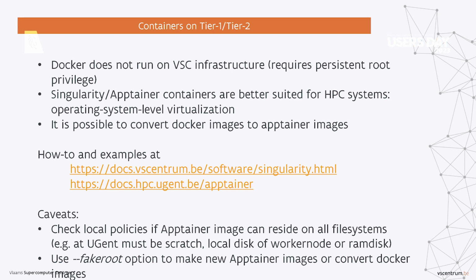These containers are better suited for HPC systems because they use something called operating system level virtualization. So we can run those containers, that specific type, on the HPC without giving you root permissions. And luckily, Docker is maybe the most well-known brand of containers. It is definitely possible to convert Docker images to Apptainer images. How to do that, and many examples, are available at these two sites. I'm not going to explain that to you because it's dull and dreary.